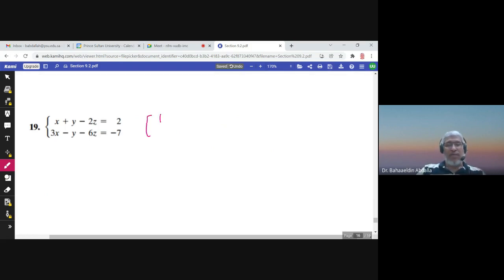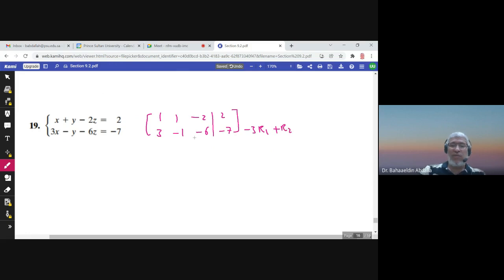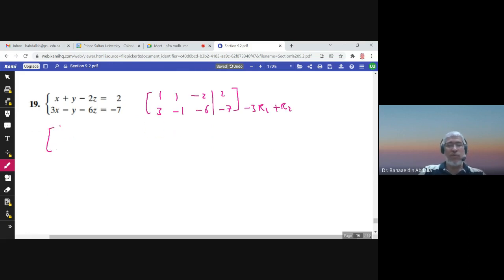Write the augmented matrix 1, 3, 1, negative 1, negative 2, negative 6, 2, and negative 7. This is one that's nice. Use it to make the 3 0 in R2. Negative 3 plus 3 is 0. Negative 3 times 1 is negative 3 plus negative 1, negative 4. Negative 3 times negative 2 is 6 minus 6 is 0. Negative 3 times 2, negative 7 minus 7, that's negative 13.